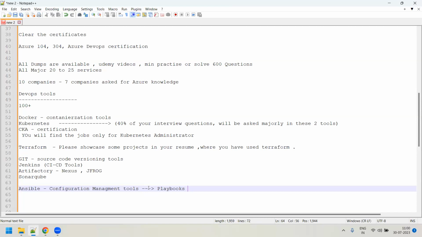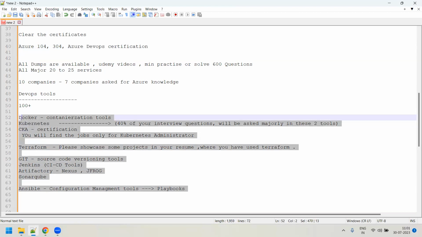Instead of spending time learning Puppet or learning Chef, I would rather suggest you put more effort into learning Azure DevOps or doing an Azure DevOps certification. There it has a lot of value and demand. Clear, guys? Don't spend time on learning Chef and Puppet and other tools actually. They are not that much used in the industry. Clear? So these are the basic fundamental tools, guys, which you should know from DevOps actually.